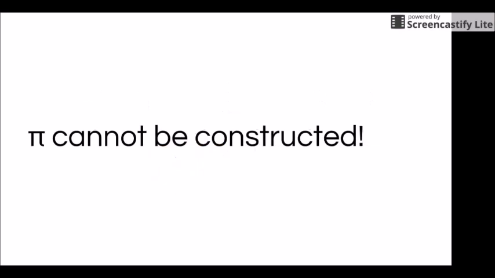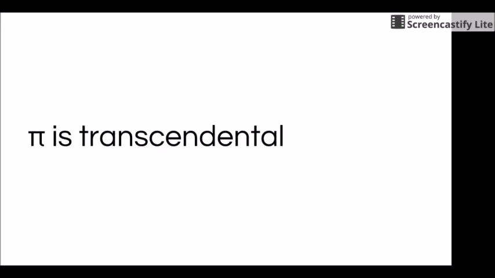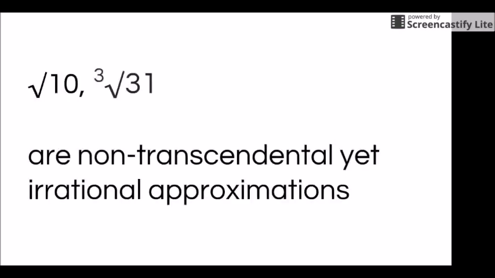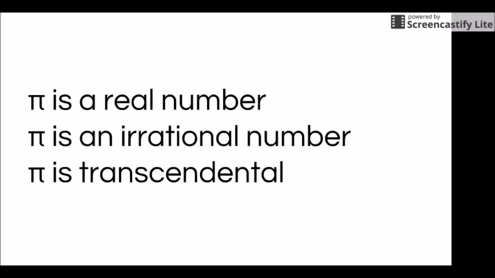However, pi cannot be constructed. Hence, we call pi transcendental. Square root of 10 and cube root of 31 are non-transcendental yet irrational approximations of pi. So to sum up, pi is a real number because it can be represented on the real number line. Pi is an irrational number because it cannot be represented as the ratio of two natural numbers. And pi is transcendental because it cannot be constructed on the real number line with a ruler and compass.